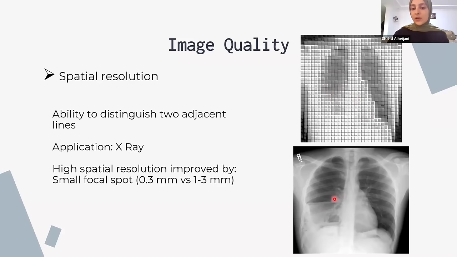So in X-rays, for example, if you want to tell fractures or any calcifications, you need it to be of high spatial resolution so you can see the tiny details. So the spatial resolution will be improved by small focal spots. For example, a focal spot of 0.3 millimeters will have higher spatial resolution than one with, for example, 3 millimeters. So this will have good spatial resolution. This one has bad spatial resolution.